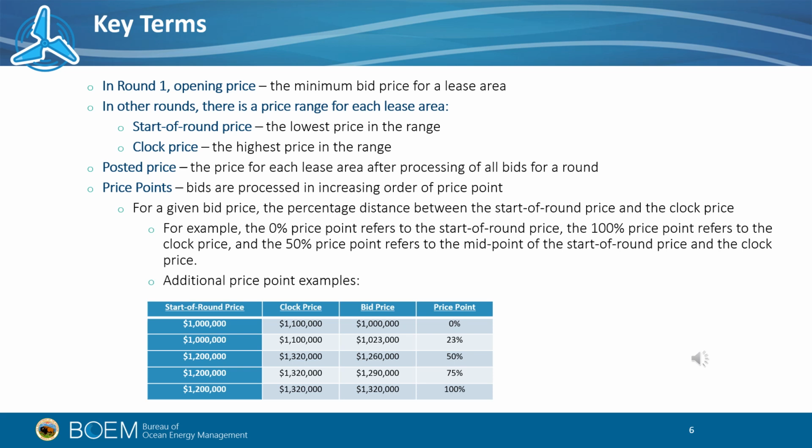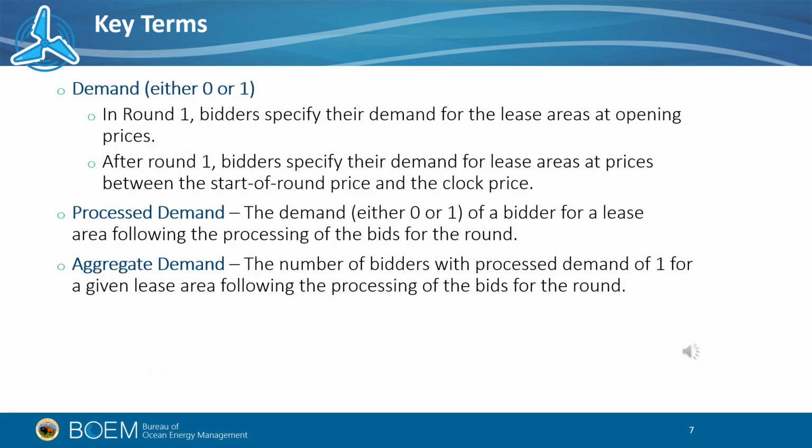Note that price points for increased demand bids are not relevant in bid processing for auctions with a one per customer rule. Bidders specify their demand for a lease area with either a 0 or a 1. A demand of 1 indicates the lease area or areas they are bidding on. Processed demand is the demand, either 0 or 1, of a bidder for a lease area following the processing of the bids for the round. Aggregate demand is the number of bidders with processed demand of 1 for a given lease area following the processing of the bids for the round.